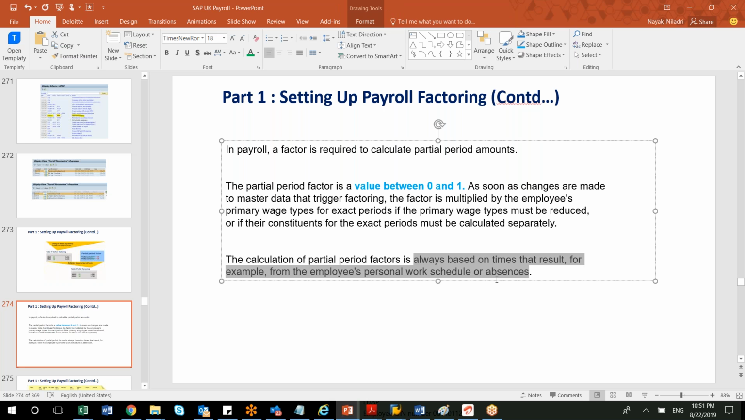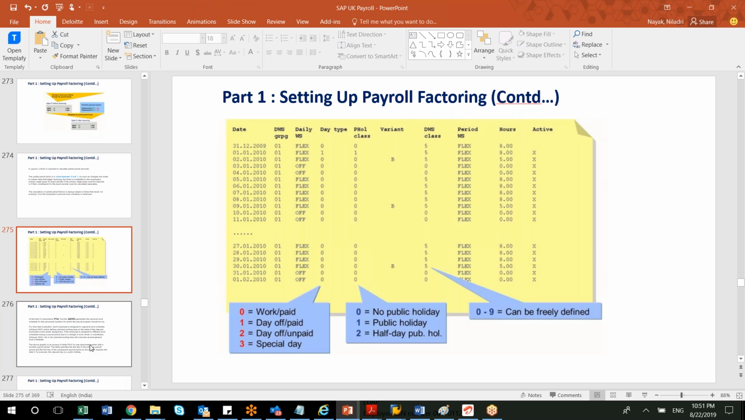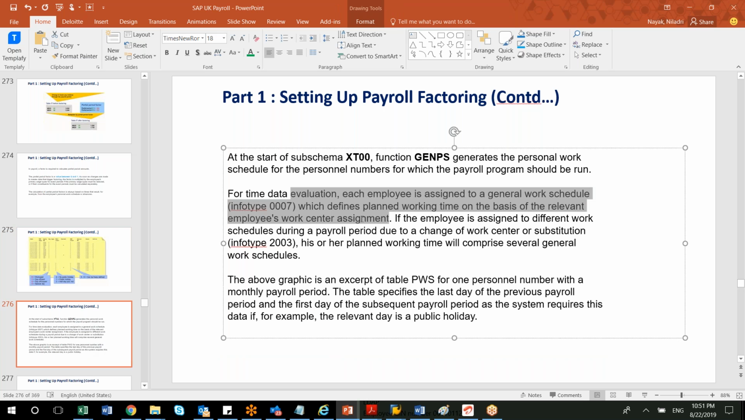Other than that, here I have explained that whatever infotype 7 you are maintaining, it will work accordingly. In case of any substitution you have planned, that substitution also comes into the picture in case of a payroll split. That is driven by the subschema GT00. For international it will be XT00, but the function remains the same for every payroll. The same function, GEPS, generates your PWS, which is helpful for this concept. I have noted it down.